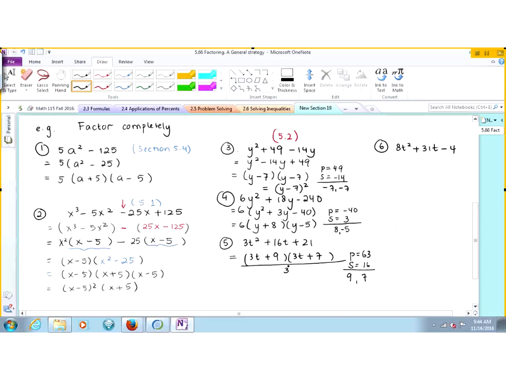Okay. What happens to the 3? You split it up into 3 and 1. Yes. So 3p plus 9 divided by 3. p plus 3. 3p plus 7. All right.